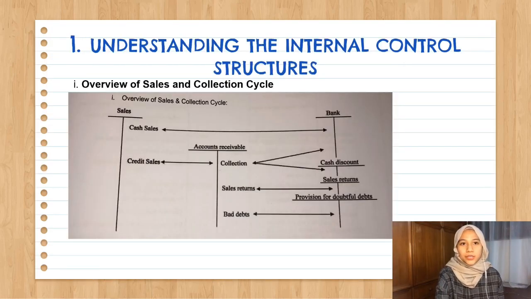Okay, so the first flow is understanding the internal control structure. So as you guys can see in the slides, it is an overview of sales and collection cycle. So as we all know, sales are recorded in an income statement, which either we are going to collect in cash or on credit.